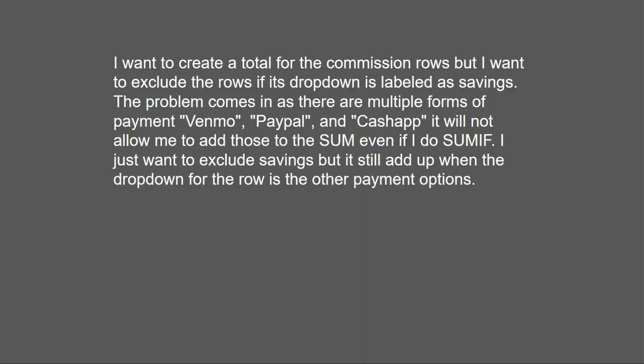The problem comes in as there are multiple forms of payment, Venmo, PayPal, and Cash App. It will not allow me to add those to the sum even if I do SUMIF. I just want to exclude savings, but it still adds up when the dropdown for the row is the other payment options.